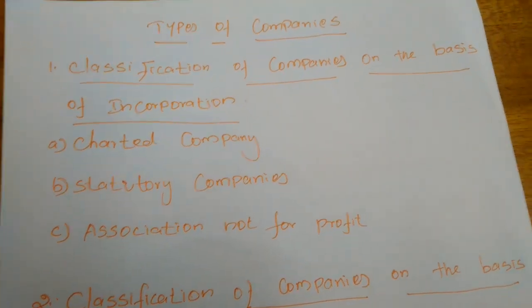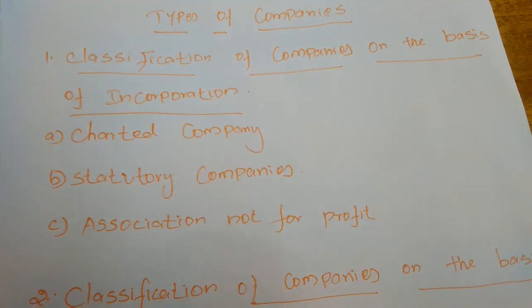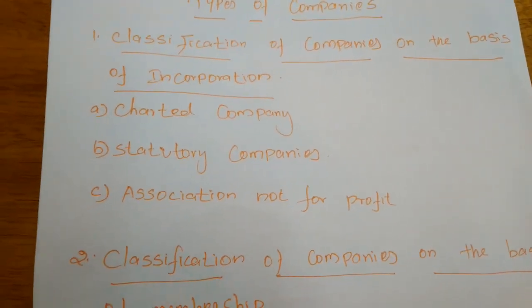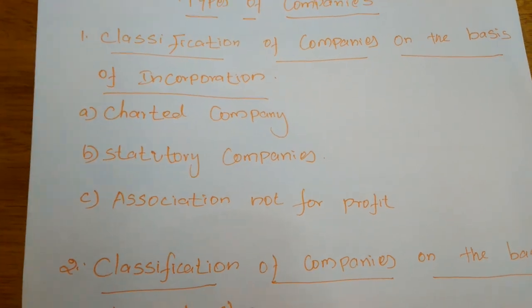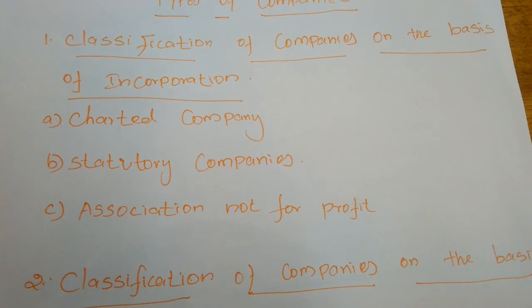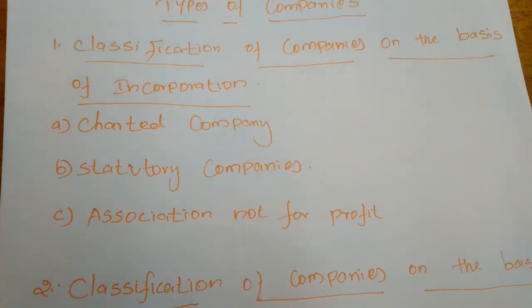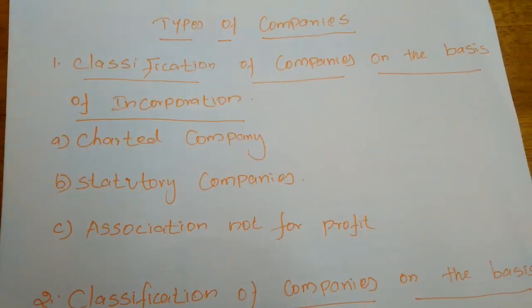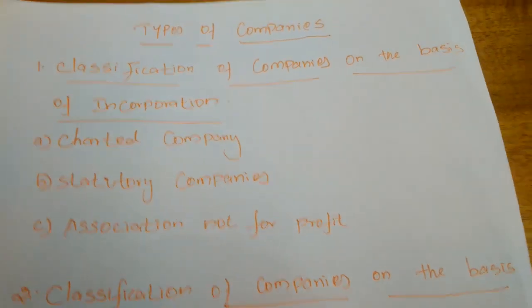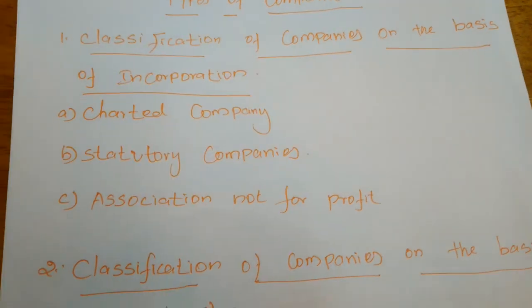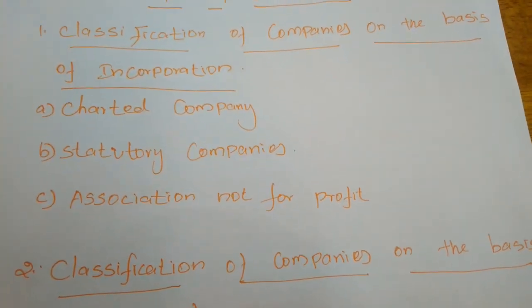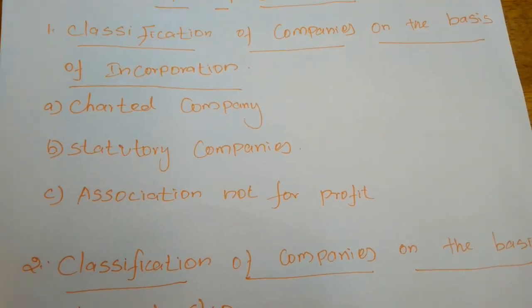So in the types of companies we have studied, we can classify the companies on the basis of incorporation, on the basis of membership, on the basis of members' liabilities, on the basis of control of members, and the nationalities. And first we have studied the classification of companies on the basis of incorporation. So on the basis of incorporation we can classify the companies into three types.